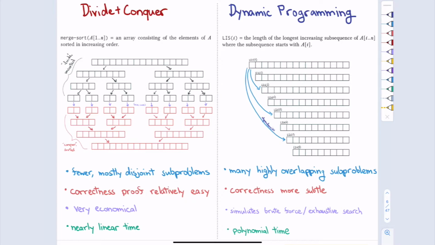The running times you see for divide and conquer are typically very fast. These are problems where usually it's not controversial whether or not they can be done in polynomial time. The only question is how fast we can make it. So merge sort is n log n. That's quite good.